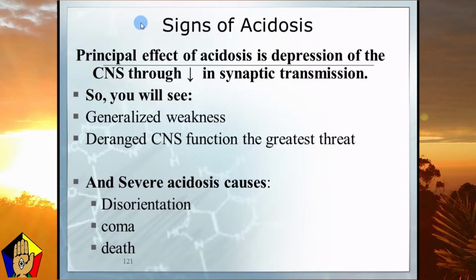What happens to my thought process? What happens to my breathing? All these things that are controlled by neurons start slowing down. So you see things like generalized weakness. You see disorientation, confusion. They get really tired. They slip into a coma, and if it's not corrected, they'll die. Right? So signs of acidosis are typically CNS depression, decreased synaptic transmission.